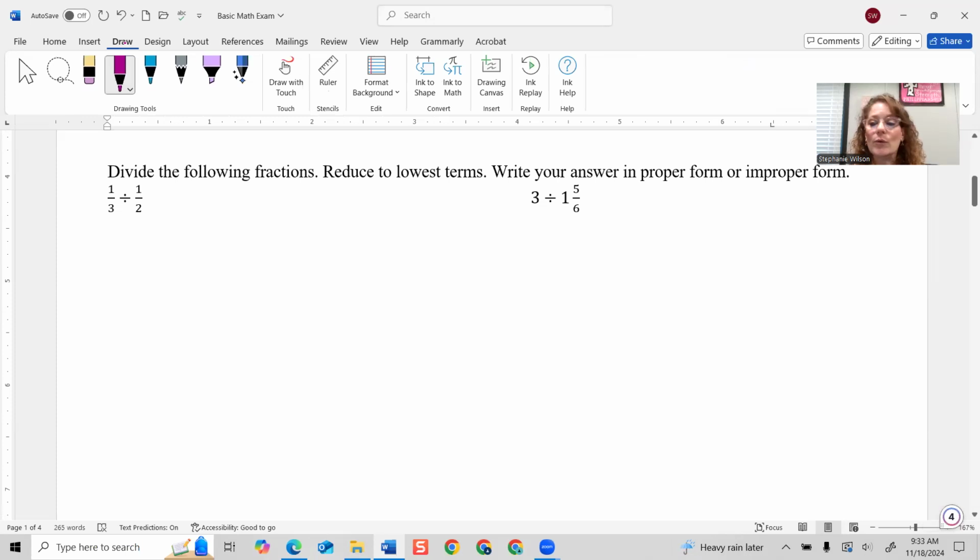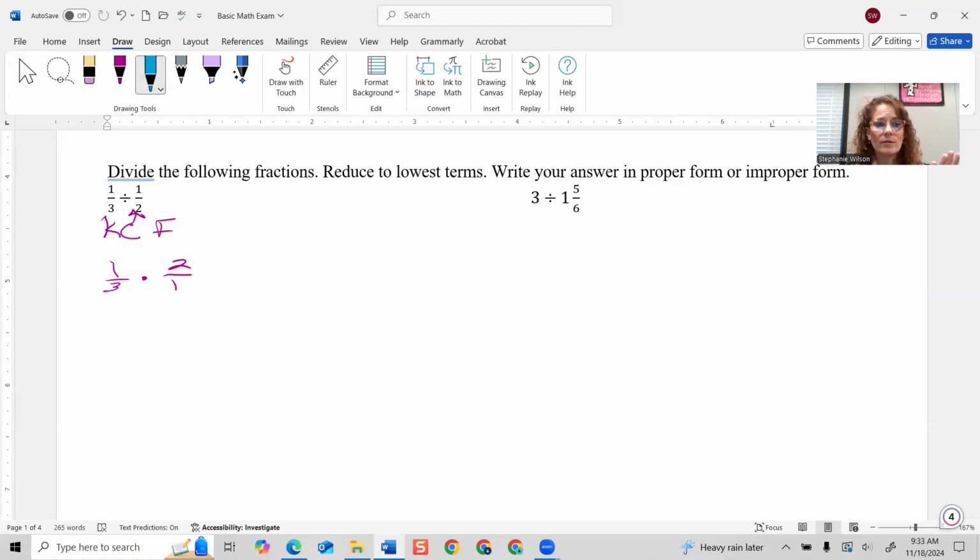So the rule goes, we keep our first term. We change the operation of division to multiplication and you flip the second. So keep the first term, change division to multiplication, flip the second. Now that we've done that, we're going to apply our multiplication of fractions.